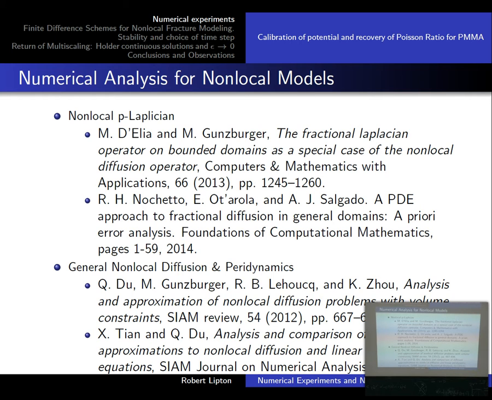Okay, for non-local diffusion, not necessarily p-Laplacian type, and peridynamics, we have some work of these folks, Qiang Du, Max Gunzburger, Rich Lehoucq, and Zhou, who have done some non-local diffusion problems with volume constraints on bounded sets. These are unbounded sets. And then here, for exclusively peridynamics in the linear regime, some analysis and comparison of approximations by Tian and Qiang Du. And there will be a special seminar, workshop here later in April, I believe it is, on these topics.